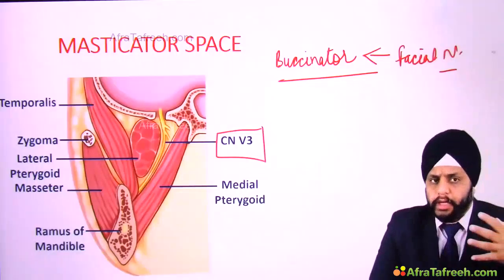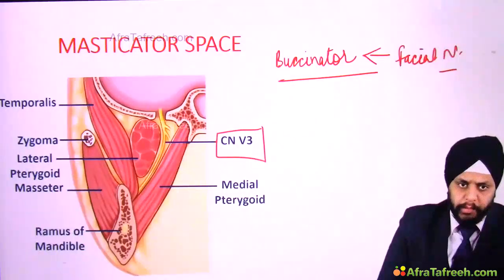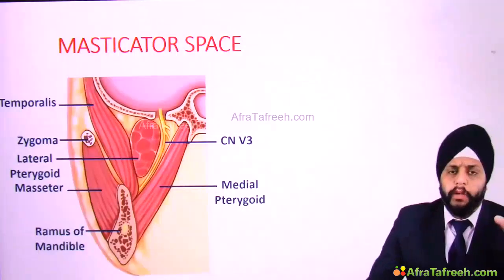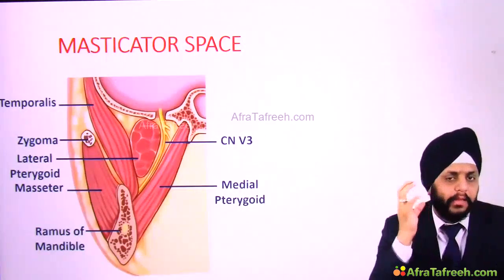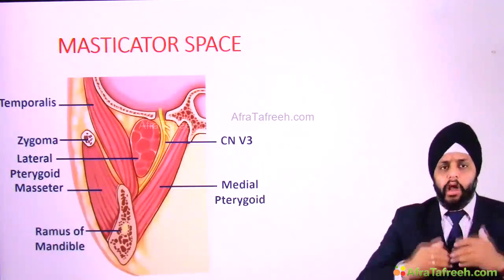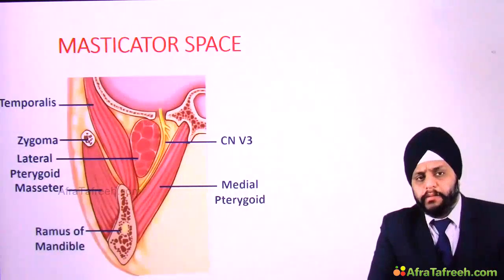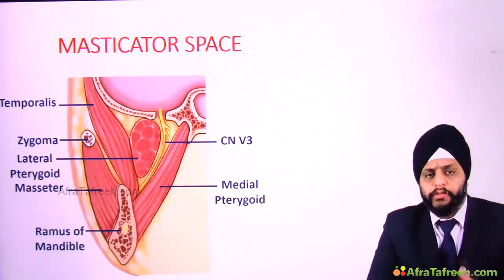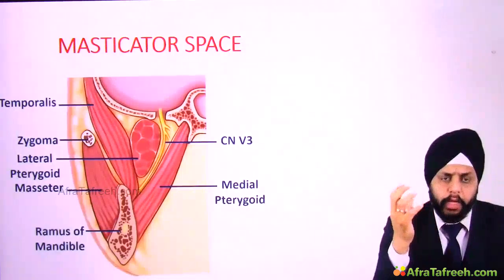Now another question that is asked: suppose there is a masticatory space abscess. Where will the abscess be? The abscess will once again be in the face. So how will I differentiate a masticator space abscess from a buccal space abscess? Both of them are on the face. How do I differentiate?